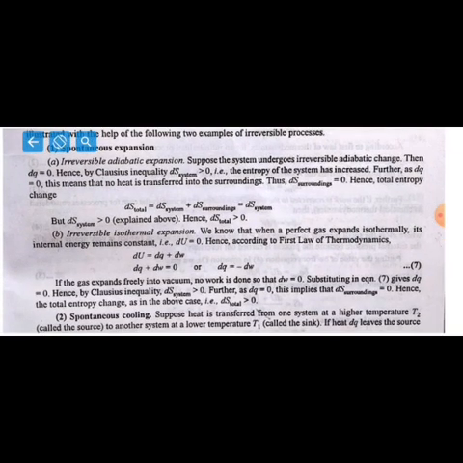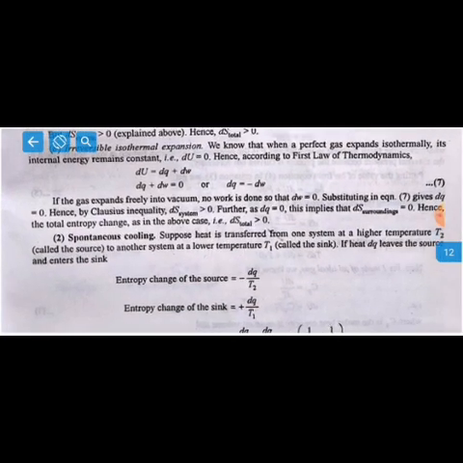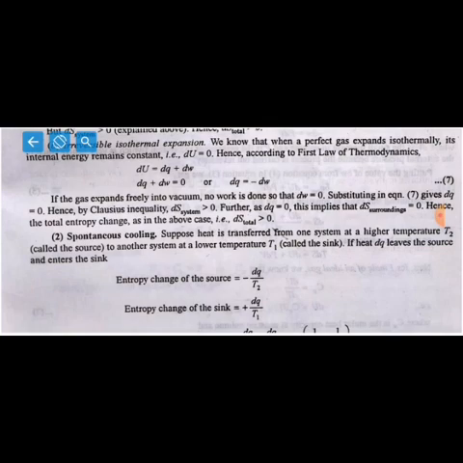We know that when a perfect gas expands isothermally, its internal energy remains constant, that is dU is equal to 0. Hence, according to the first law of thermodynamics, dU is equal to dq plus dw, so dq plus dw is equal to 0, or dq is equal to minus dw, that is equation 7. If the gas expands freely into vacuum, no work is done, so that dw is equal to 0. Substituting in equation 7 gives dq is equal to 0. Hence, by Clausius inequality, dS system is greater than 0. Further, as dq is equal to 0, it implies that dS surrounding is equal to 0. Hence, the total entropy change as in the above case is that dS total is greater than 0.